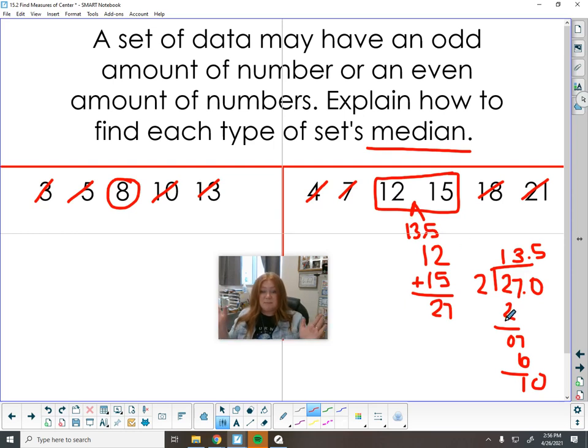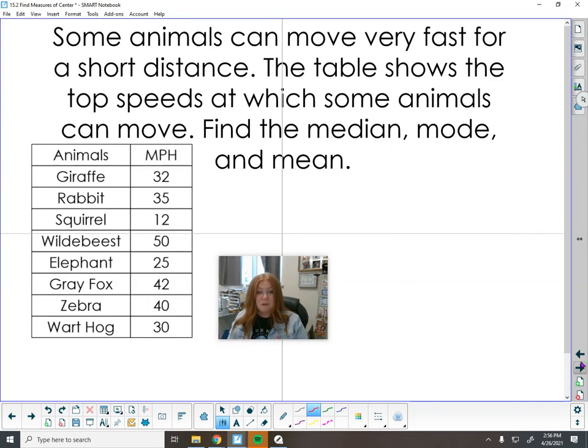So median, put them in order, cancel out. So you're just left with 1. If you're left with 2, add them together, divide by 2. Okay, this one, we are going to find the median, the mode, and the mean.